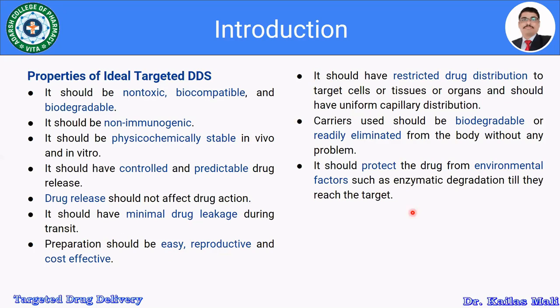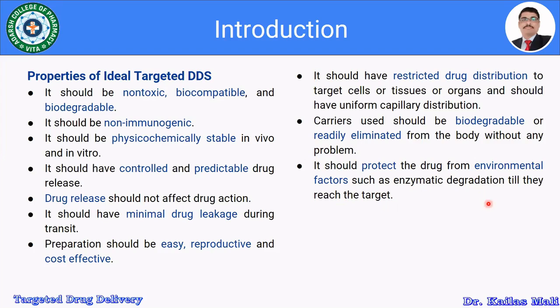It should have restricted drug distribution to target cells or tissues or organs, and should have uniform capillary distribution. So whatever targeted drug delivery system is designed and developed, it should have restricted drug distribution into the target cell only. Whatever carriers are used should be biodegradable, or readily eliminated from the body without any issues or problems. It should protect the drug from environmental factors such as enzymatic degradation till it reaches the target. So these are the ideal properties of the targeted drug delivery system.